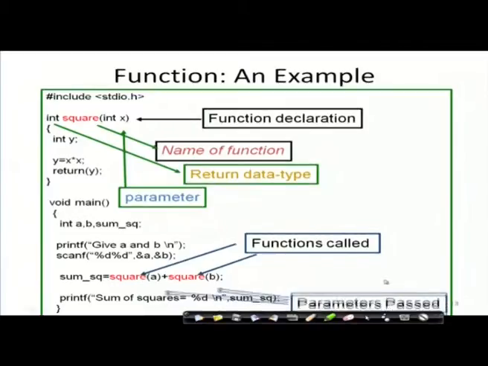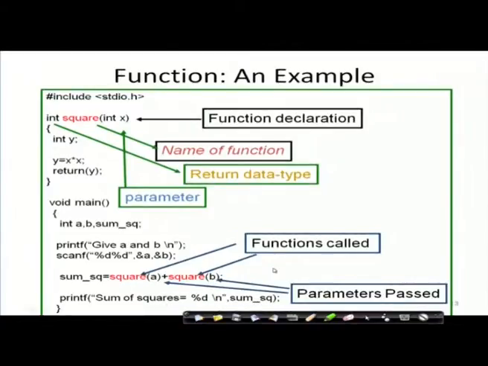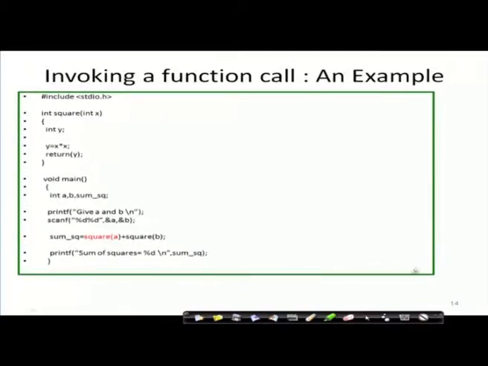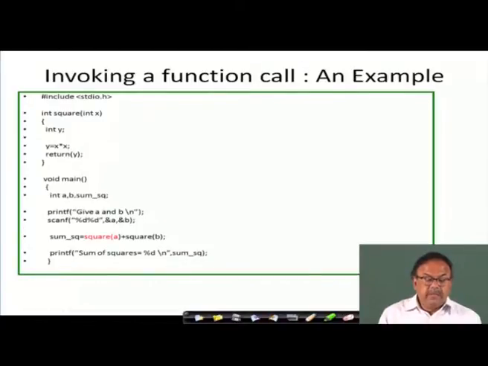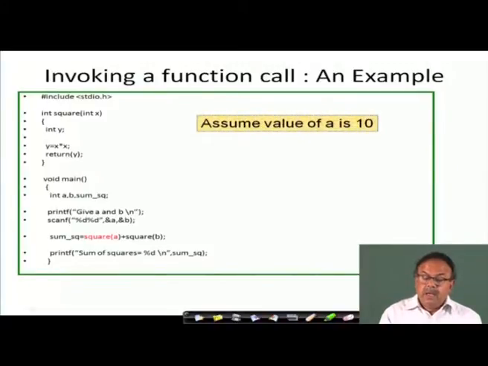All right. Let us move ahead. So, these are the parameters passed, and here is the argument, you can see that. Now, invoking a function call, here the same thing. Now let us see what happens to the variables. Assume that the value of a that has been read here is 10, all right.